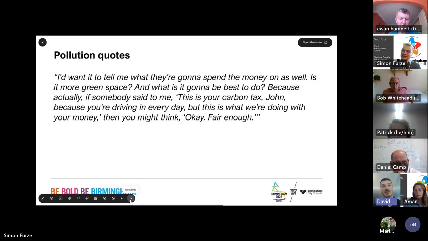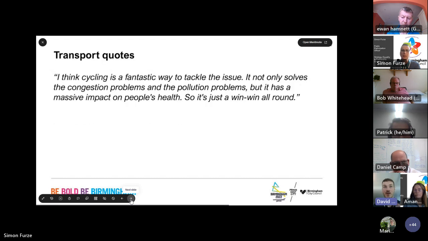It says, I'd want it to tell me what they're going to spend the money on. Is it more green space, and is it going to be best to do? Because if somebody said to me, this is your carbon tax, John, you're driving in every day, this is what we're going to do with your money, then you might think, okay, fair enough. So I'm reiterating what I said before about really publishing the data and communicating how things are being used is key for mobilizing support, making the invisible visible.